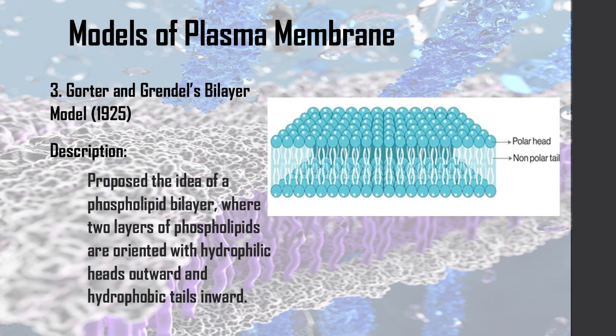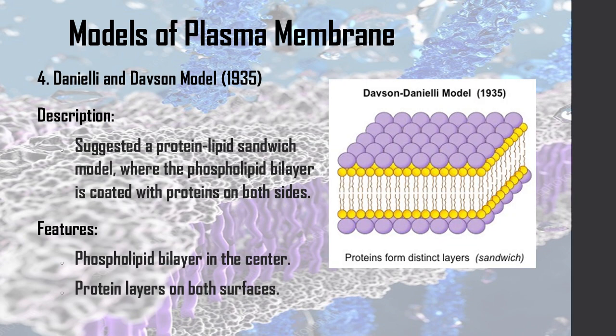3. Gorter and Grendel's bilayer model, 1925. Description, proposed the idea of a phospholipid bilayer, where two layers of phospholipids are oriented with hydrophilic heads outward and hydrophobic tails inward. 4. Danielli and Davson model, 1935. Description, suggested a protein-lipid sandwich model, where the phospholipid bilayer is coated with proteins on both sides. Features, phospholipid bilayer in the center, protein layers on both surfaces.